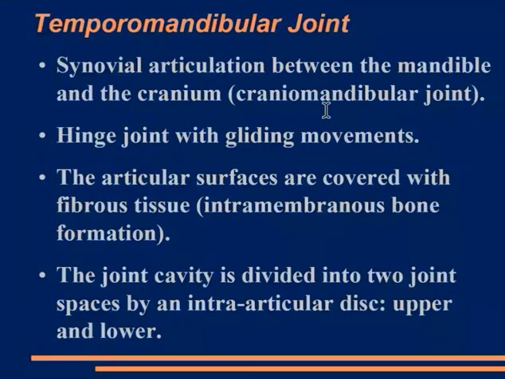We have an upper articular surface and a lower articular surface that are primarily covered in their superficial area with fibrous tissue, and the cavity is divided by the intra-articular disc to make an upper synovial cavity and a lower synovial cavity.